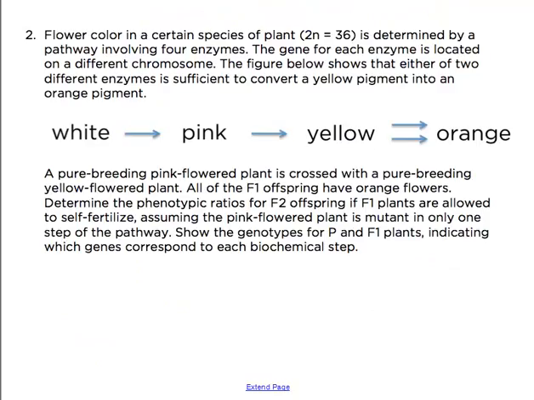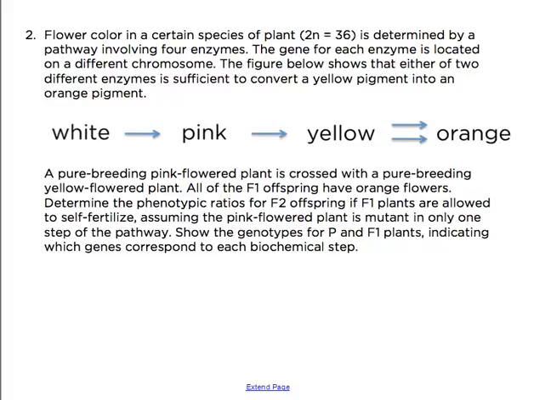Problem 2. Flower color in a certain species of plant with a diploid number of 36 is determined by a pathway involving 4 enzymes. The gene for each enzyme is located on a different chromosome. The figure below shows that either of 2 different enzymes is sufficient to convert a yellow pigment into an orange pigment. A pure-breeding pink-flowered plant is crossed with a pure-breeding yellow-flowered plant. All of the F1 offspring have orange flowers. Determine the phenotypic ratios for the F2 offspring if F1 plants are allowed to self-fertilize, assuming the pink-flowered plant is mutant in only one step of the pathway. Show the genotypes for P and F1 plants, indicating which genes correspond to each biochemical step.